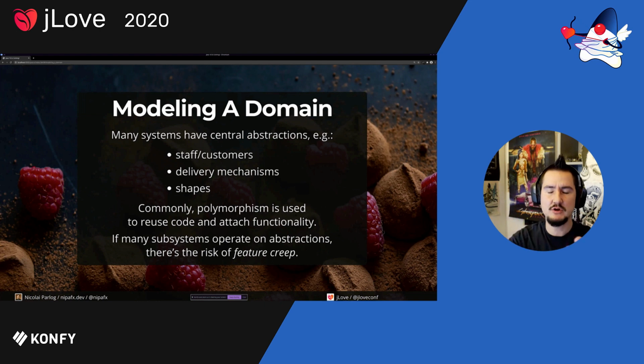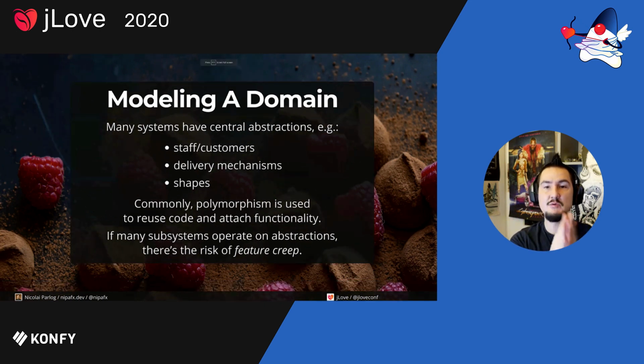Let's take a step back before we talk about the feature, and let's spin up a hypothetical case. Let's say we're modeling a domain, and many systems have central abstractions. Maybe you have staff and customers. You have specific kinds of delivery mechanisms. Maybe you're writing a geometric library or a rendering library, so you have different kinds of shapes. And it's common that you use polymorphism to reuse code and attach functionality, right?